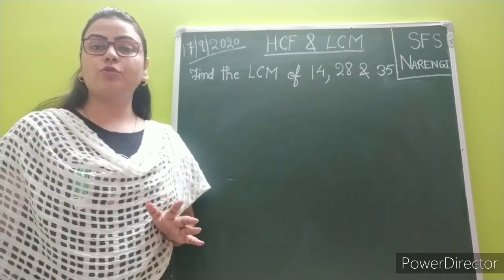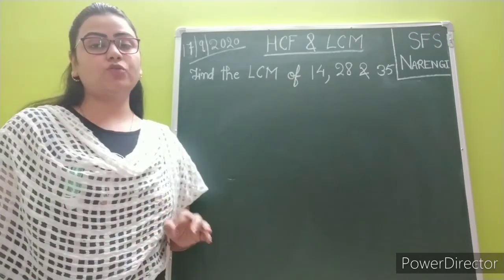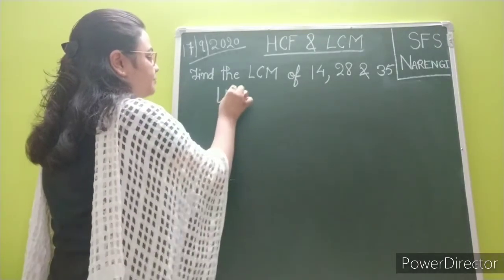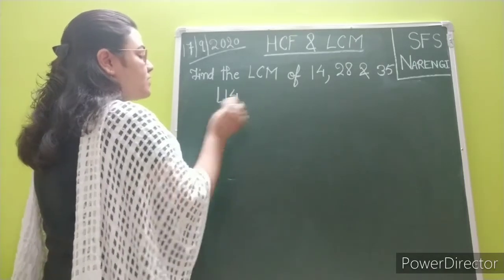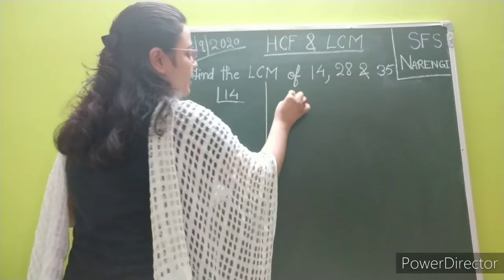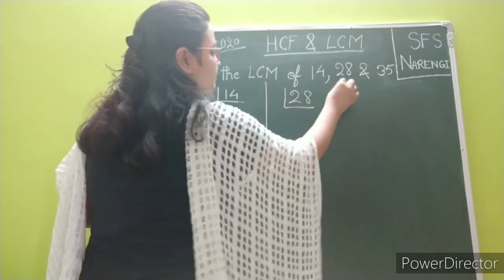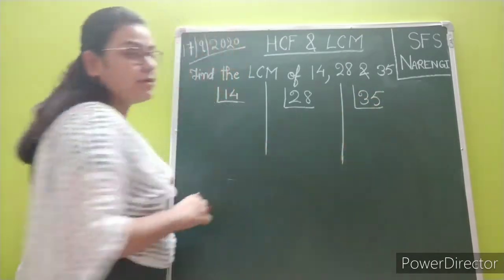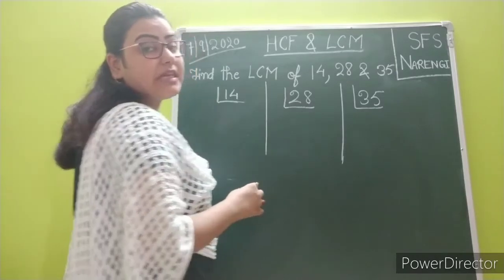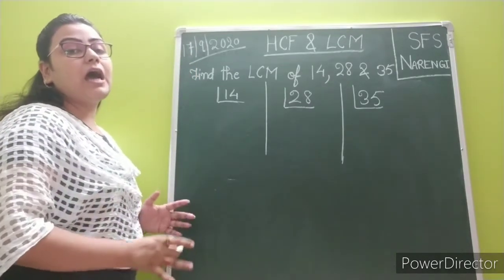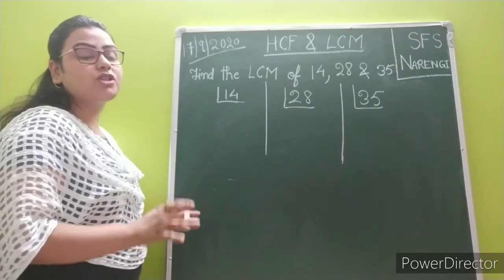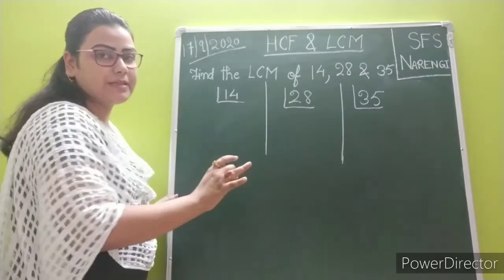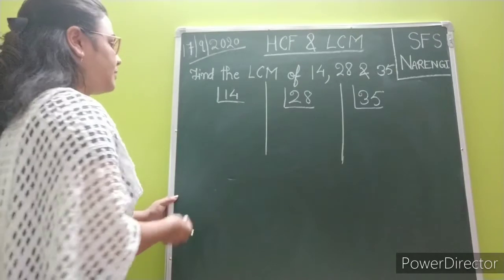So, what are we going to do? Same method, we are going to first find out the prime factors. So, first we are going to do the prime factorization method. We have 14, then we have 28, and then we have 35. Now, why did I take the same numbers? I have taken the same numbers so that it becomes easier for you all to compare and understand the difference in the methodology of finding out the HCF and the LCM. So, first of all, the prime factors part remains the same. We do the prime factorization simply.